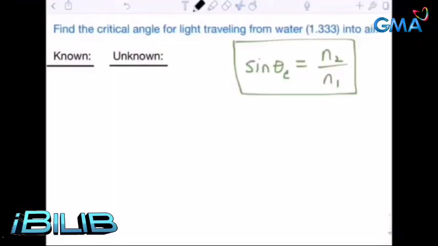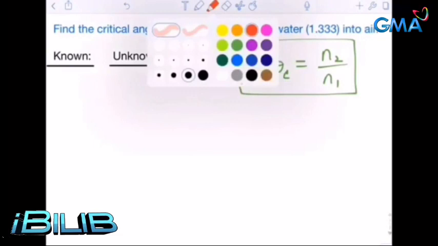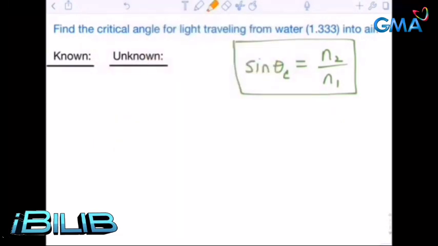Today's lesson, I'm going to teach you guys how to use the critical angle equation. So this is an equation that comes up when we talk about refraction and total internal reflection. As we take a look at this first example here, it says find the critical angle for light traveling from water into air. There's a couple of things that we know. We know that we're going from water, and they give us the index of refraction for water, and into air. And the thing that we are trying to solve is the critical angle.